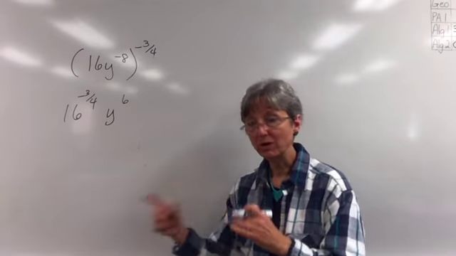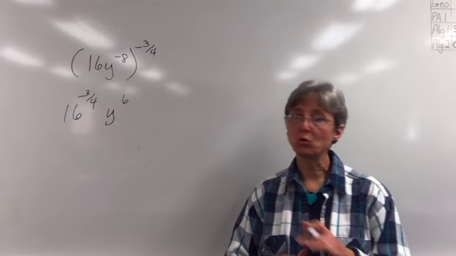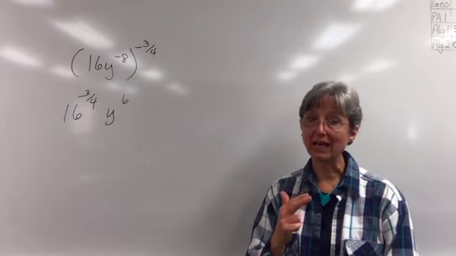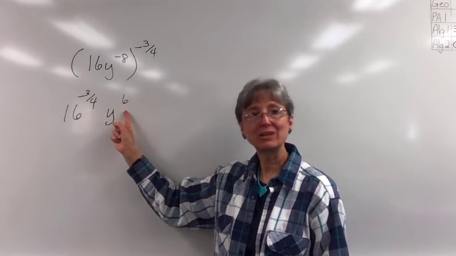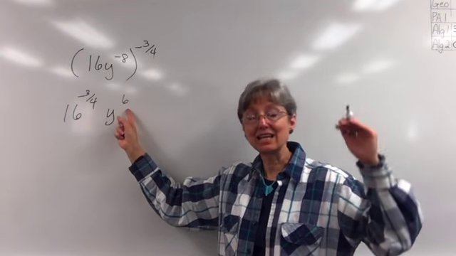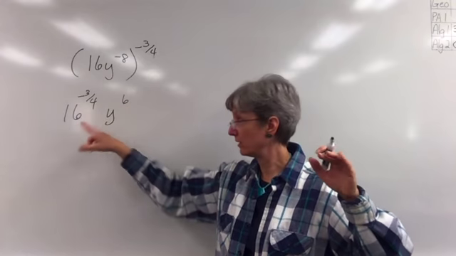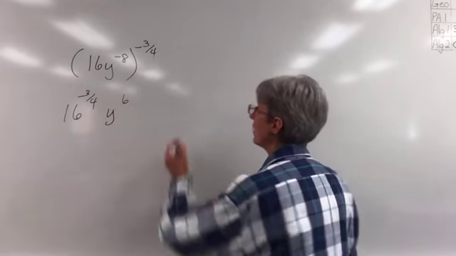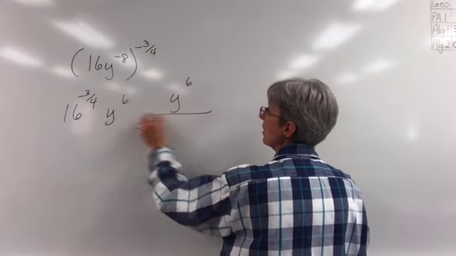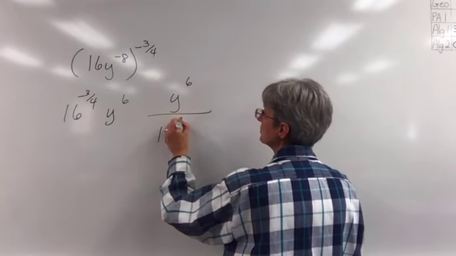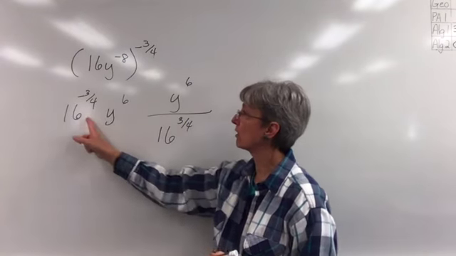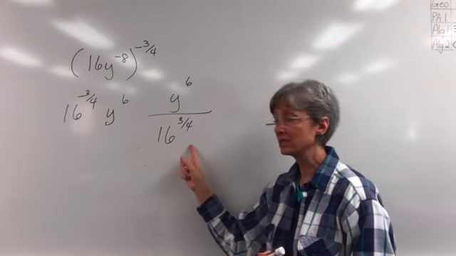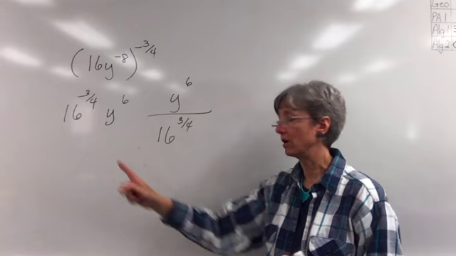Now I'm going to keep going because I have a negative exponent. Don't want a negative exponent. I need to bring that down below. This exponent is not negative. It stays above in my numerator. This moves down, is inverted to below. So I have y to the 6th over 16 to the power of 3/4. Now it's positive because it's on the right side of the fraction bar.